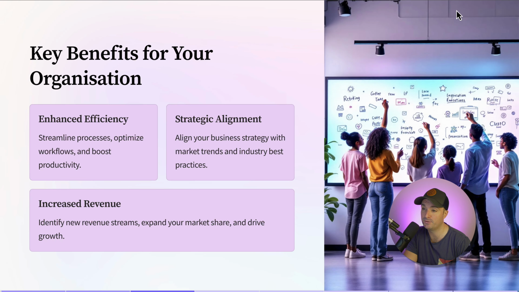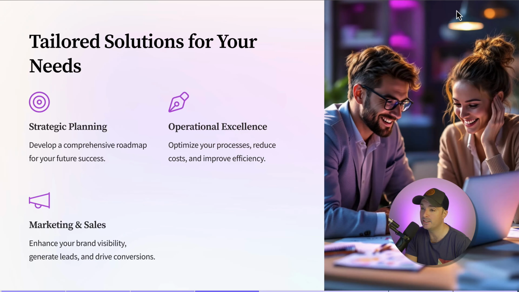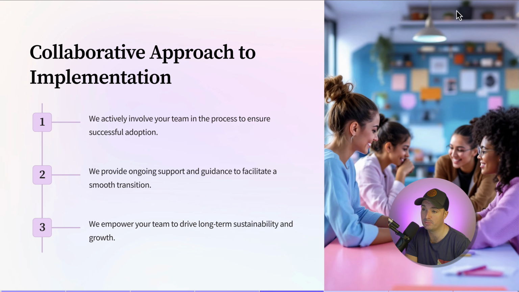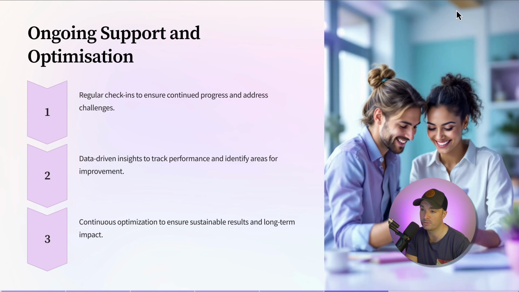And the key benefits for your organization. Again, you then talk to the specific organization that you're pitching to in this instance, why you're strategically aligned, enhanced, or increased revenue, whatever it is that is your unique bread and butter. Tailored solutions, again, something there to start with. Collaborative approach to implementation. Ongoing support and optimization. And again, nice little flow arrows there. Again, you could change that to ABC or you could change the colors, what have you.